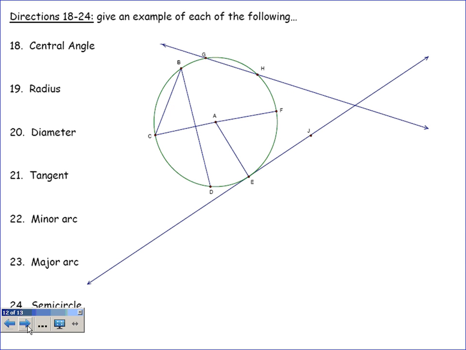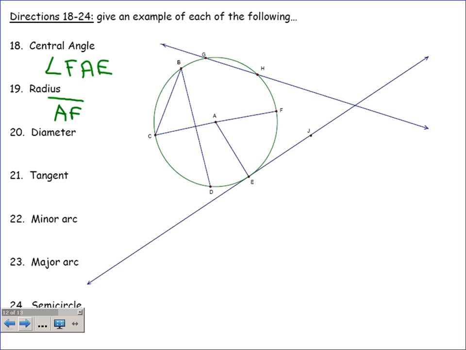Central angle. Silence, give me a central angle. F and E sounds good to me. F, A, and E sounds good. Let's see. Christine, give me an example of a radius. A is a point. So AF, that would work out perfectly. Is there more than one example? Sure. There's tons of radii up there.